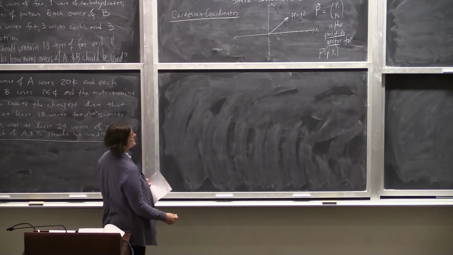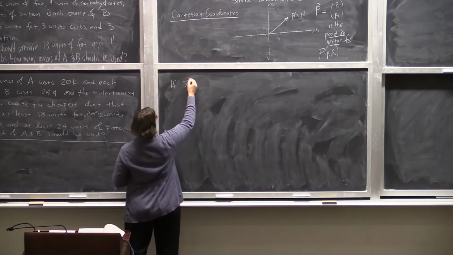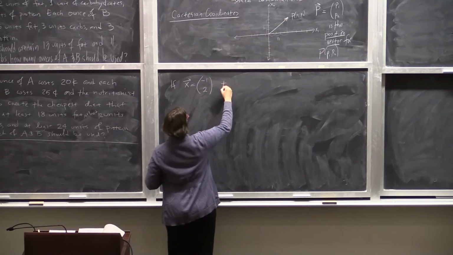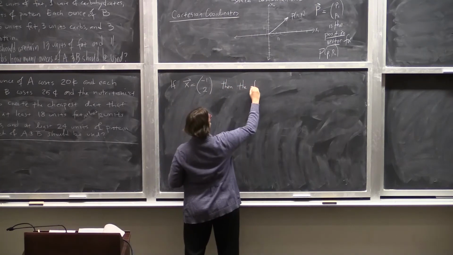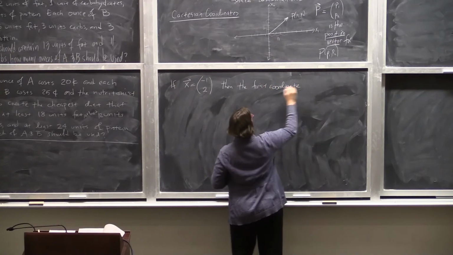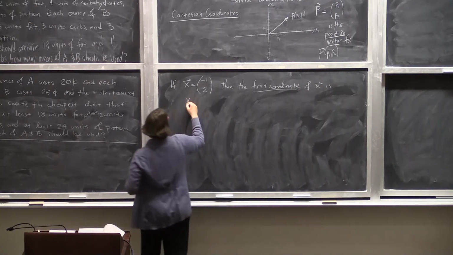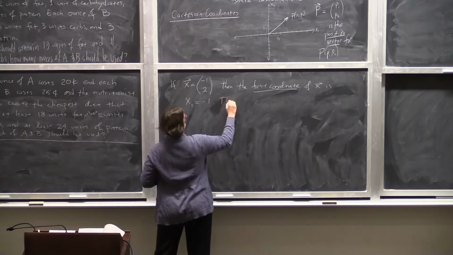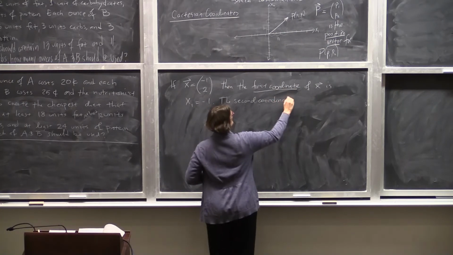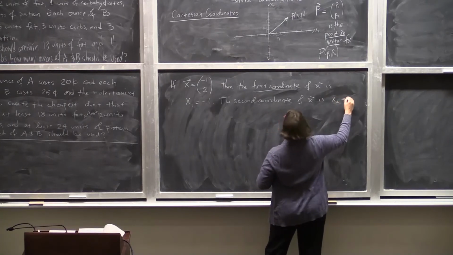The other language which might be new are coordinates. So as an example, if the vector x is -1, 2, then the first coordinate of x is x1 equals -1. The second coordinate of x is x2 equals 2.